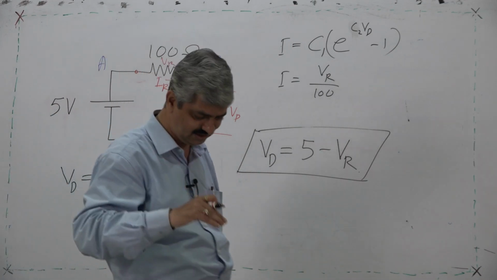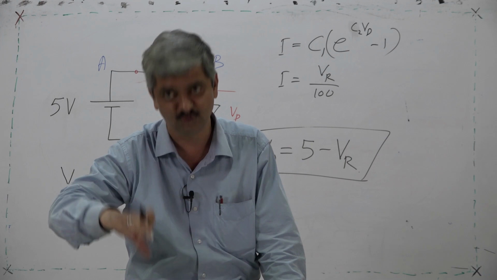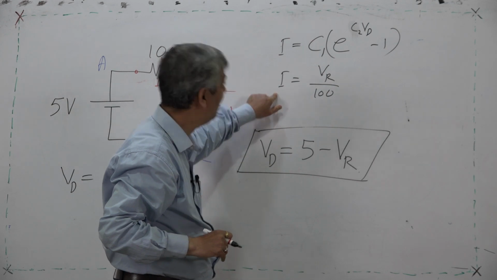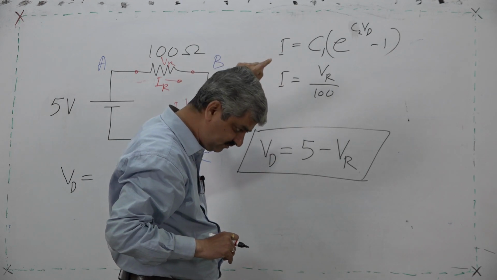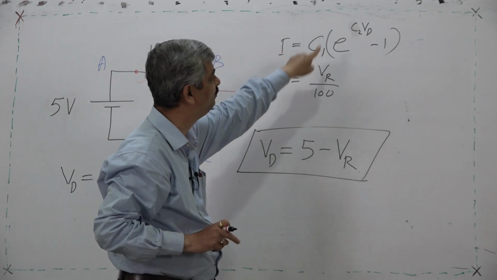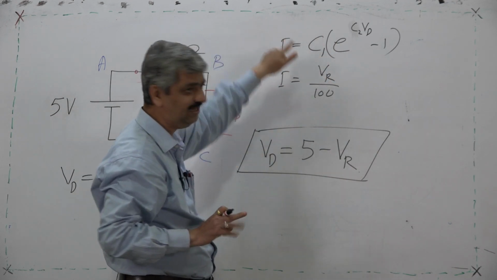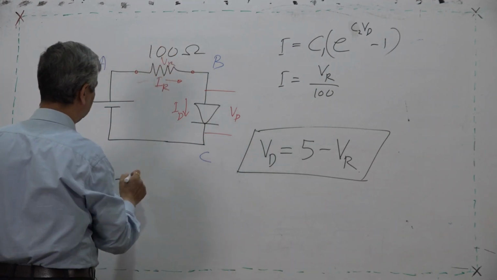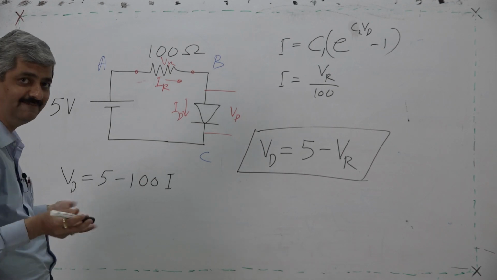When I say in this pedagogical technical lecture that everybody understood, it means this equation is so simple that every student you teach will understand that VD is equal to 5 minus VR, I is equal to VR upon 100, because that is the characteristic of the resistor, and I also has to be equal to C1 e raised to C2 VD minus 1, because it is the diode equation. So, using all these 3, what is the question? To find VD. So, VD is equal to 5 minus 100I, and what is I?